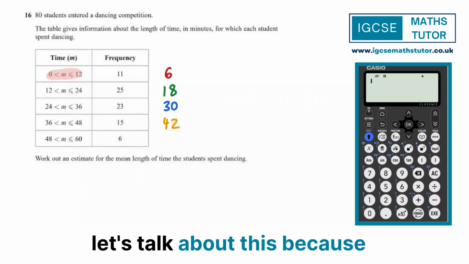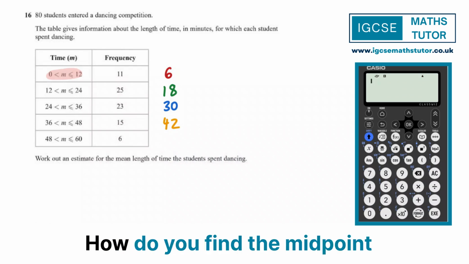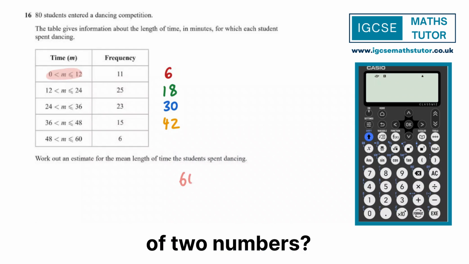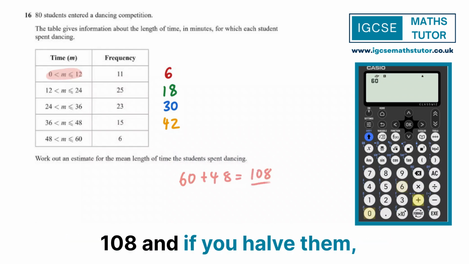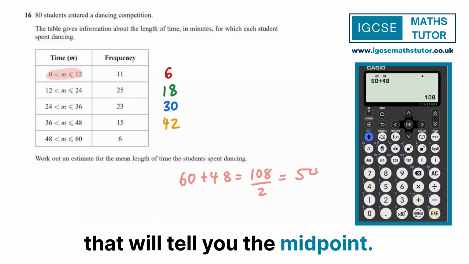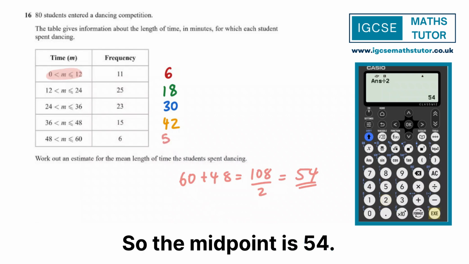And actually, let's talk about this because I haven't spoken about it. How do you find the midpoint of two numbers? You can add them together to get 108. And if you halve them, that will tell you the midpoint. So the midpoint is 54.